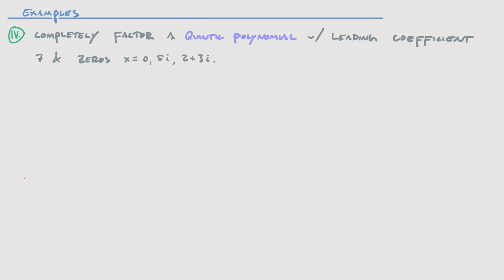So for example number 4, let's say we want to completely factor a quintic polynomial, right? Quintic. Notice I've only given us 3 zeros here, but we know it's quintic. And we also know that it's got a leading coefficient of 7. So there's a couple ways that you could tackle this.